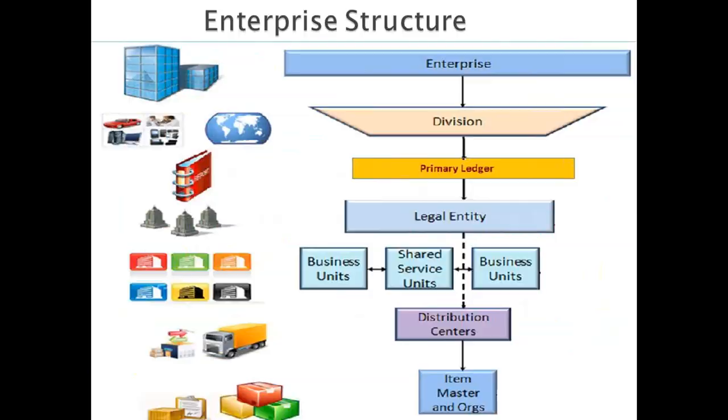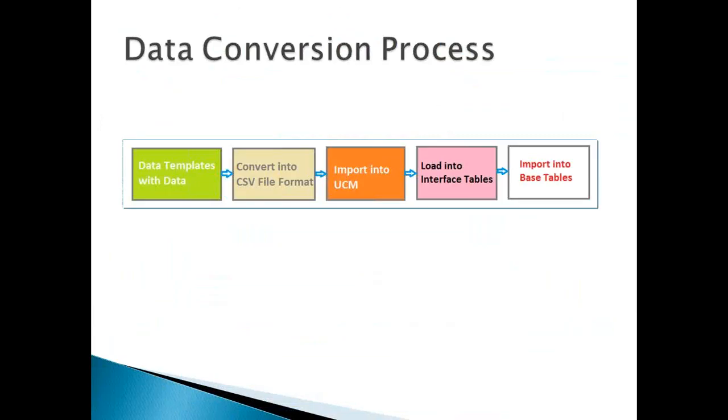After downloading the templates, what do we have to do? We explain them to the business users and share them with the business users. Finally, we'll get the data templates with the data. Templates we are not preparing anyway; data will be provided by business users. Then, within the FBDI template, we'll have an option to convert into CSV file format. First we have to get the templates with the data. We are getting the ready-made templates from Oracle only, and users will fill in the data.